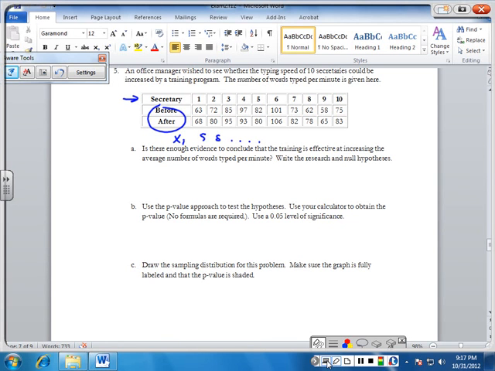When we do our hypothesis, I'm going to say, did it increase? I'm going to do after minus before as my X. So is the population mean greater than 0? There's not two separate groups, a mu A and a mu B. There's one mean, one group. So the hypothesis is: is the population mean greater than 0? H0: mu is equal to 0.